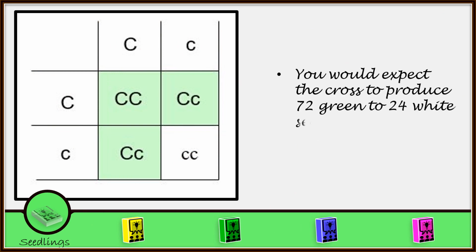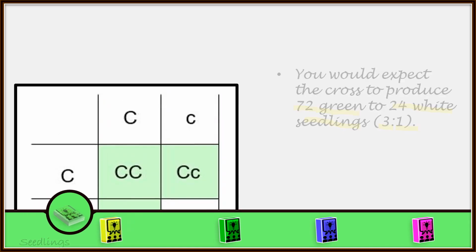You would expect the cross to produce 72 green to 24 white seedlings, which gives us a ratio of 3 to 1.